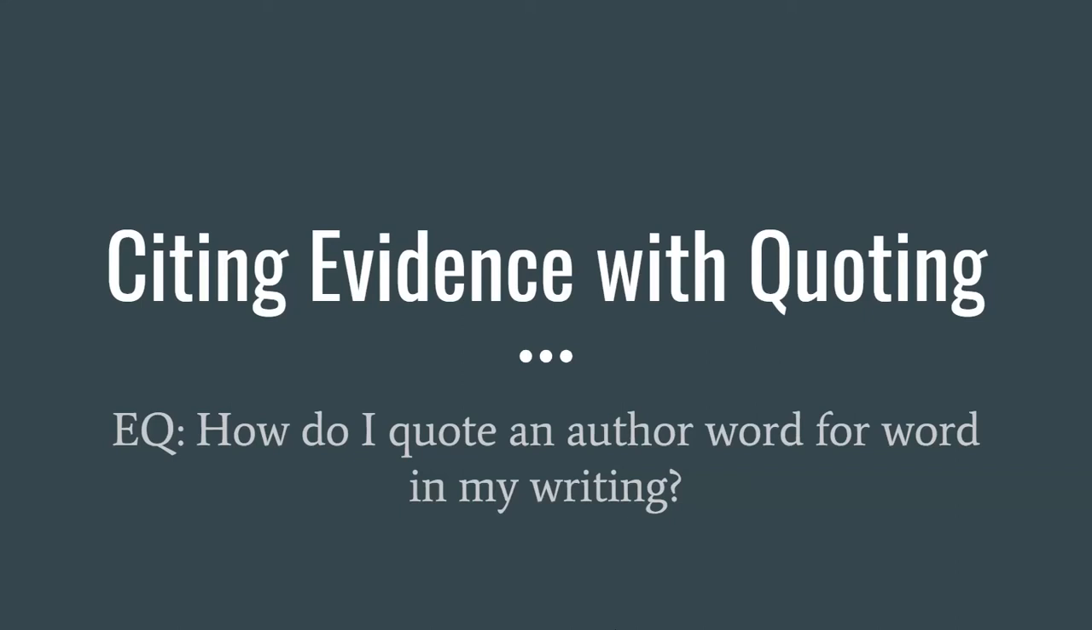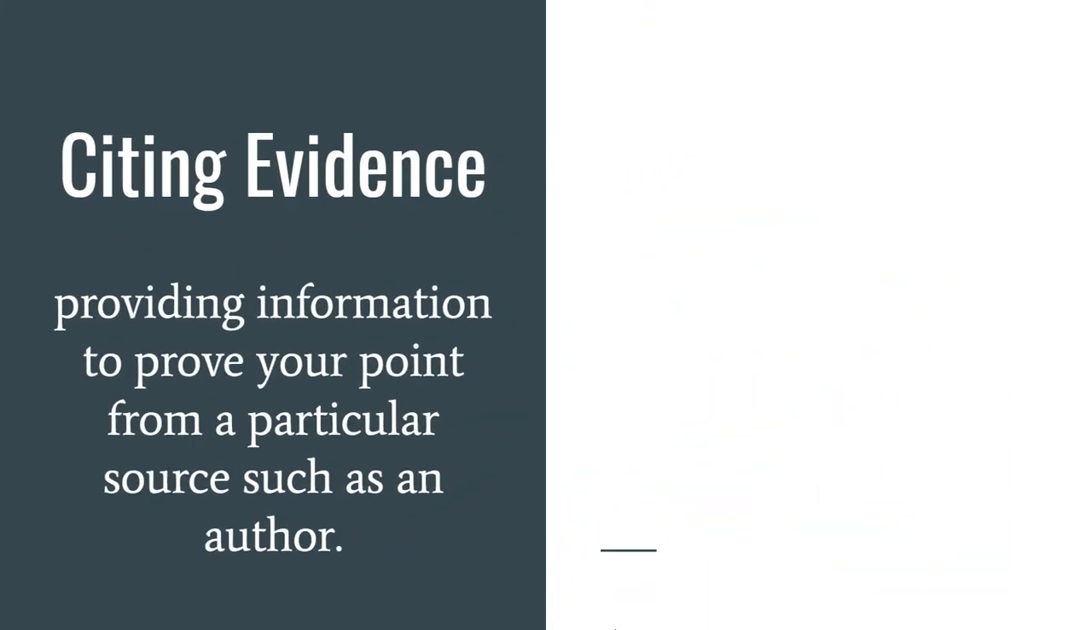Today we're going to be talking about citing evidence with quoting. Our essential question is, how do I quote an author word for word in my writing? A lot of times when we are writing, we want to be able to cite evidence. We're going to need to provide evidence about what the author said. Whenever we do that, it's called citing evidence.